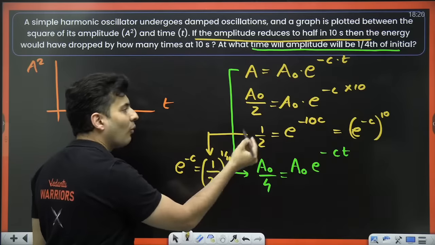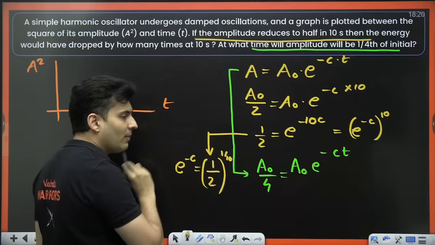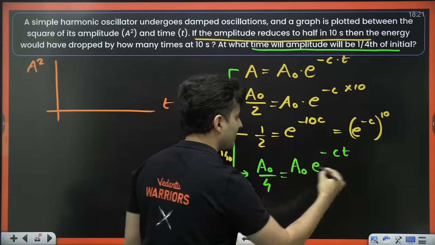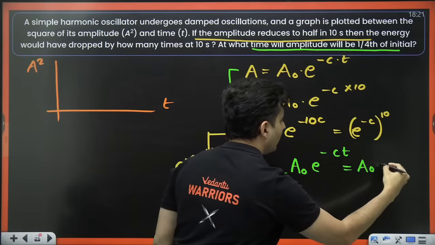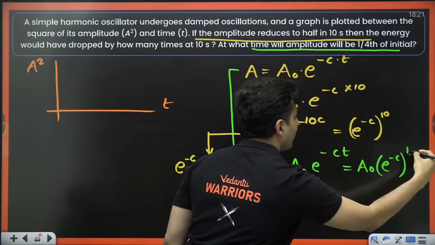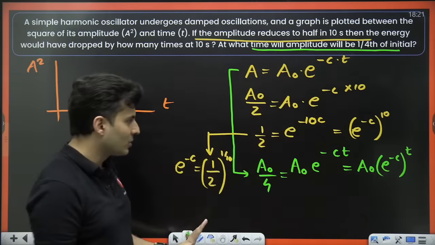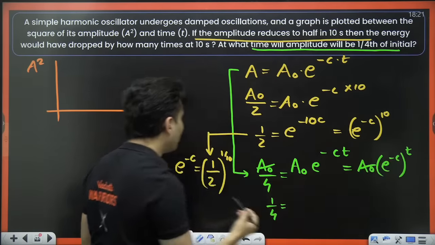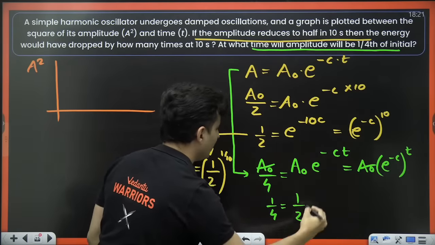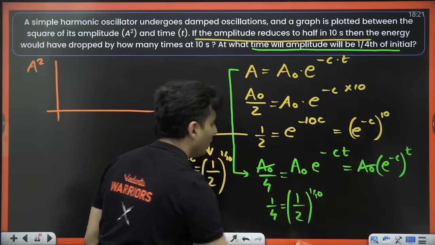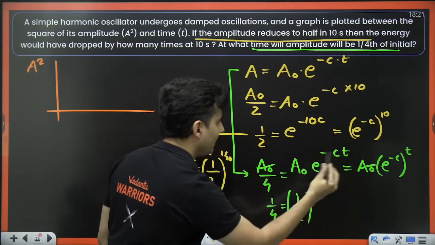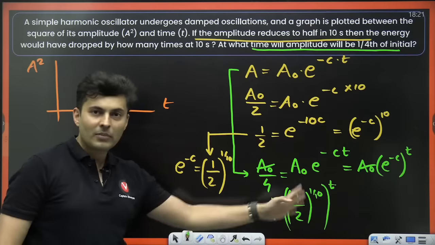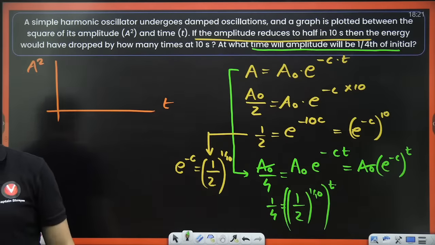I'm taking 1 by 10th root on both sides. So over here, can I not do this? This will be a naught into e to the power minus c raised to t. This a naught got cancelled. So 1 by 4 is equal to e raised to minus c, which is nothing but 1 by 2 whole raised to 1 by 10, and this whole thing raised to t. Everybody with me?